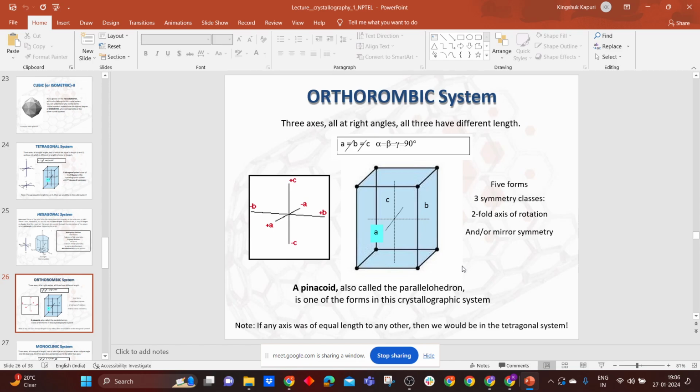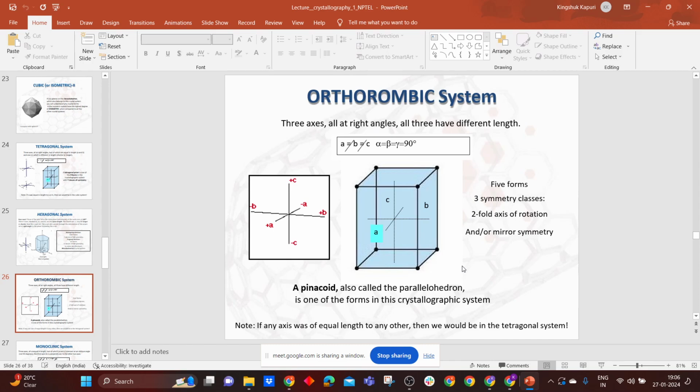Now for the orthorhombic system, the A, B, C, all three crystallographic axes are of unequal length, meaning they are not equal to each other. A not equal to B, not equal to C, but the crystallographic axes A, B, C make 90 degrees with each one of them. So this is the general configuration for the orthorhombic system.